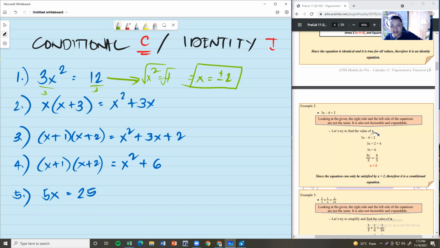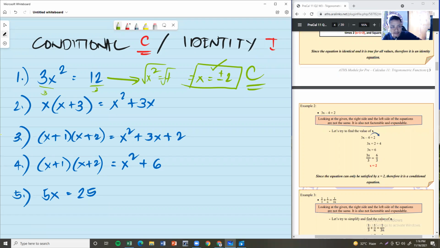This is conditional, of course, because the condition is there are only 2 possible values for x, and those are positive 2 and negative 2. So conditional siya. Not true for all values, kumbaga.